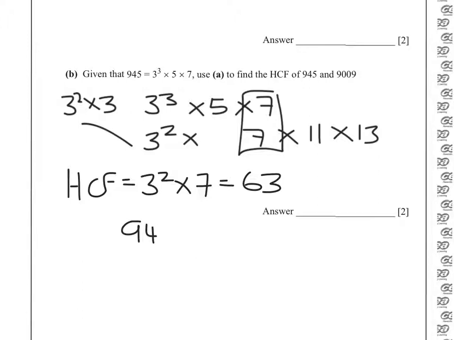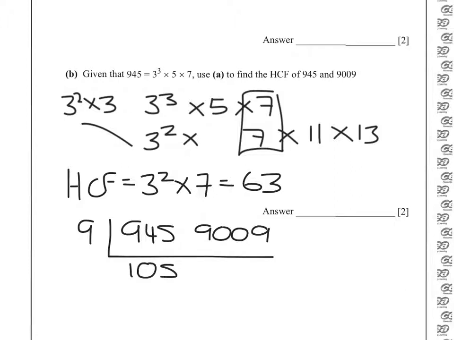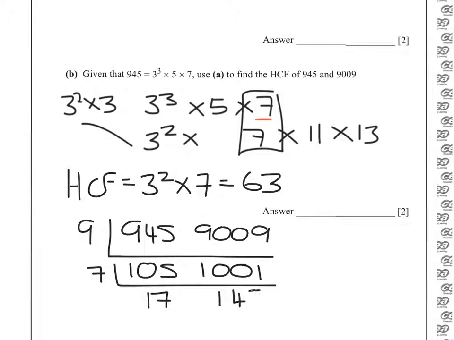Alternatively, write the two numbers side by side and divide by common factors, and see that 9 goes into both of them. That gives us 105 and 1001. Next one's very hard to see. I can see it from this question here. That's going to be 7. 7 goes into 105 15 times, and it goes into 1001 143 times. Highest common factor 9 times 7 again.